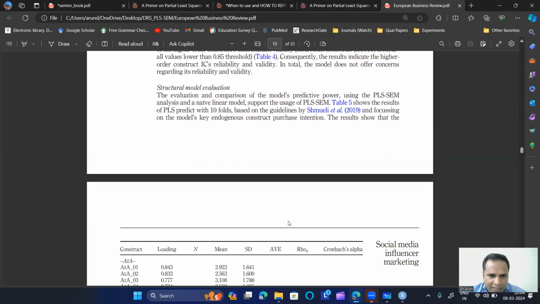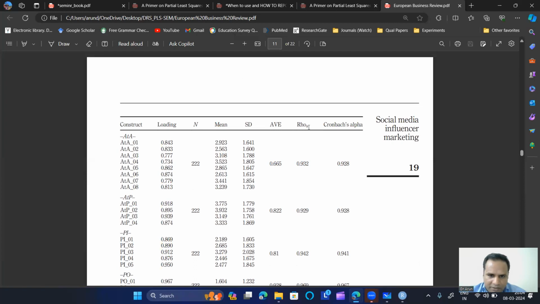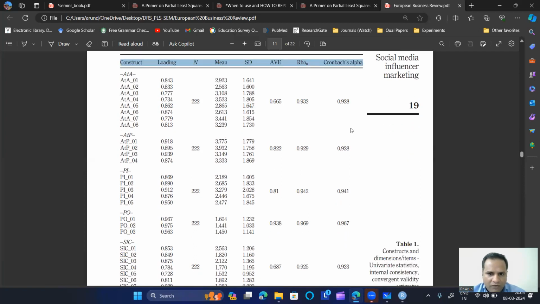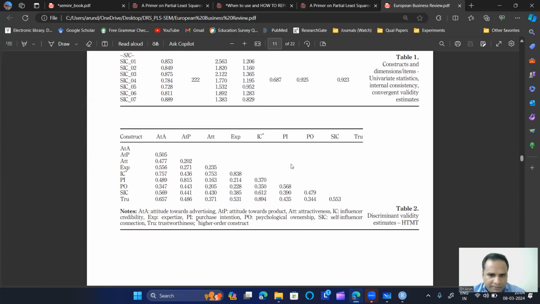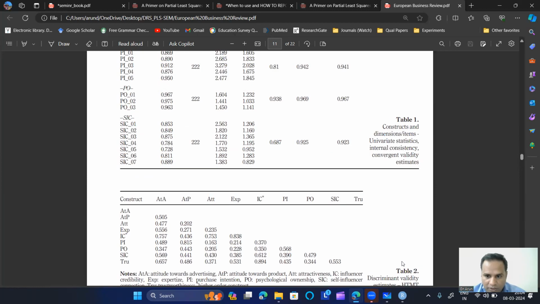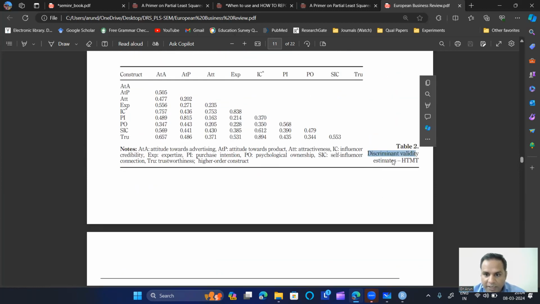Yes, okay. And then they are talking about structural model evaluation. That is nothing but the path relationship between the constructs. Yes. And again here, this is all convergent validity, construct loading, and all this, Cronbach alpha. And this is the construct correlations, a correlation matrix that they have presented. Oh, this is the discriminant validity estimate, HTMT. They have only reported HTMT, not even the bootstrap HTMT. Fine, even you can report it when you are working with many constructs.